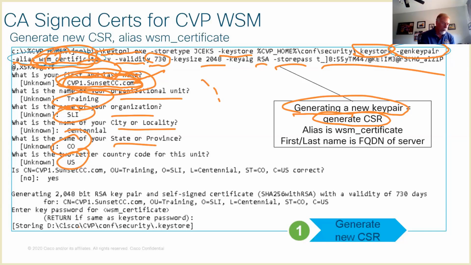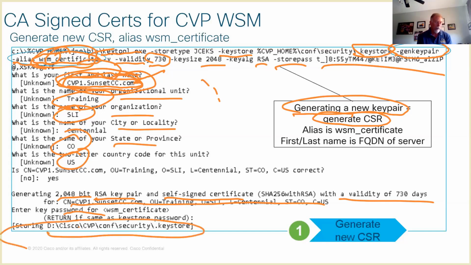So what that did for me at the end of all this stuff, it says, hey, going to generate a 2048-bit RSA key pair and self-signed certificate, validity of 730 days for this server. Is this correct? Yes. Okay. Press enter if you want the password to be the same as the key store password, or just press enter there. And it says what we're doing now is storing that into the key store.